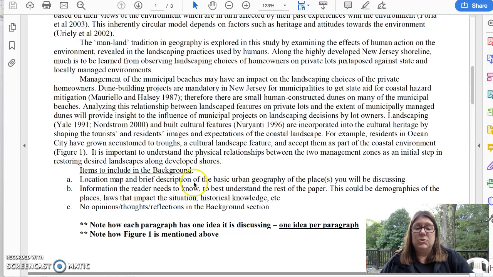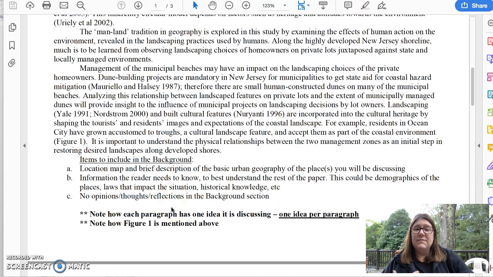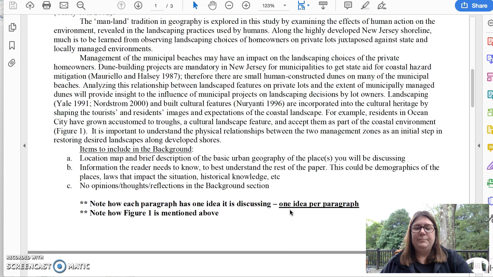You will have a basic description of the urban geography of these places that you'll discuss in the paper, and basic information such as maybe demographics of the city, maybe some laws that impact the situation, any historical knowledge. Don't get too crazy with the historical knowledge, because you can write a whole paper on the history, right? So be very selective in what you include. Make sure it really contributes to understanding the place.